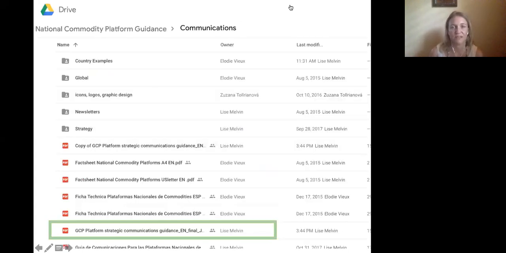And so you'll see here that we have a communications folder. And this is where you'll find the strategic guidance on how you write a communication strategy. It's down here, also in Spanish at the bottom. So all of these are in Spanish and in English.